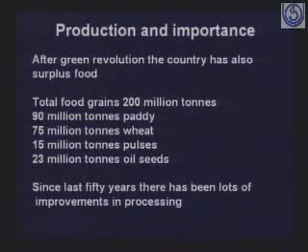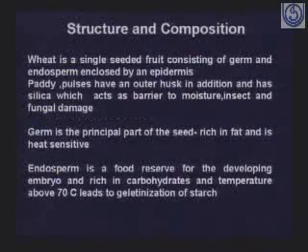Now what about the production and importance? After Green Revolution, as you know, Dr. M.S. Swaminathan is the father of Green Revolution. And today we have surplus food. The Western countries were imagining that by the turn of the century we'll be starving. But thanks to Green Revolution, we have total food grains of 200 million tons, 90 million tons of paddy, 75 million tons of wheat, 15 million tons of pulses and 23 million tons of oil seeds. And since the last 50 years, there has been a lot of improvement in food processing.